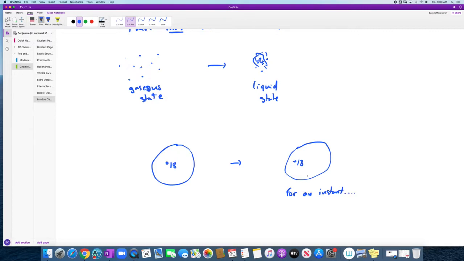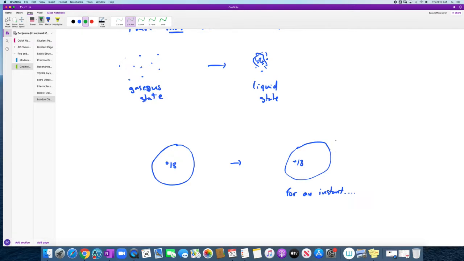Okay, and what this creates is something called an instantaneous dipole moment. Because right now, the electron cloud is no longer perfectly symmetrical. There's a little bit more negative charge on the right-hand side than on the left-hand side. So for that instant, it happens very quickly, and it's random, because electrons kind of are random. You don't know where they're going to be.